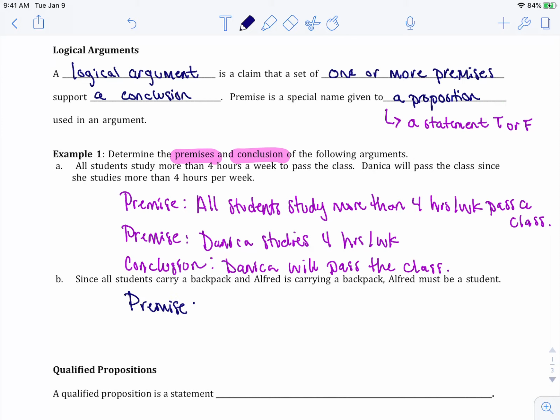My first premise, all students carry a backpack. Second premise, Alfred is carrying a backpack.